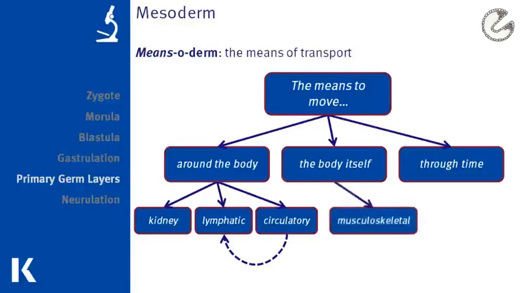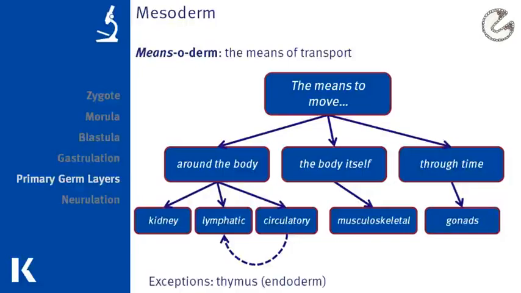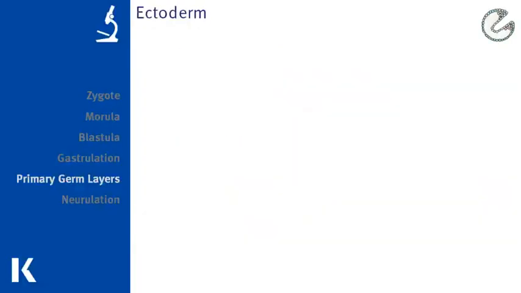The musculoskeletal system moves the body itself, and the gonads contribute to the movement of our genes through time, transferring them to the next generation. So we noted that most of the immune system does develop from the mesoderm. However, an exception is the thymus, which develops from the endoderm.